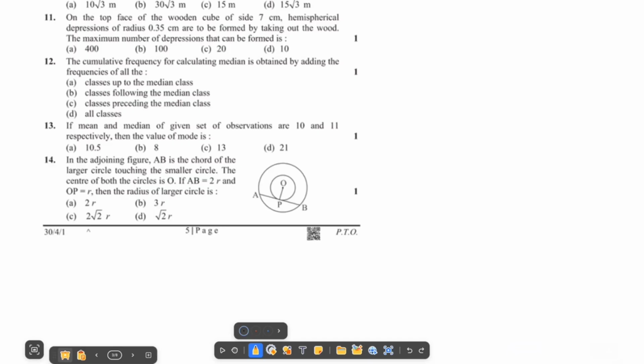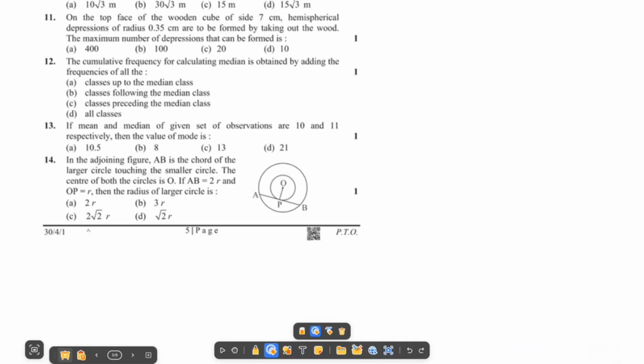Next, 14th question is, in the adjoining figure, AB is the chord of the larger circle touching the smaller circle. The center of both the circles is O. If AB is equal to 2R and OP is R, then the radius of the larger circle is. Here, AB length is given and OP is given. OP is the radius of the smaller circle, that is also given, and we have to find the radius of the larger circle.